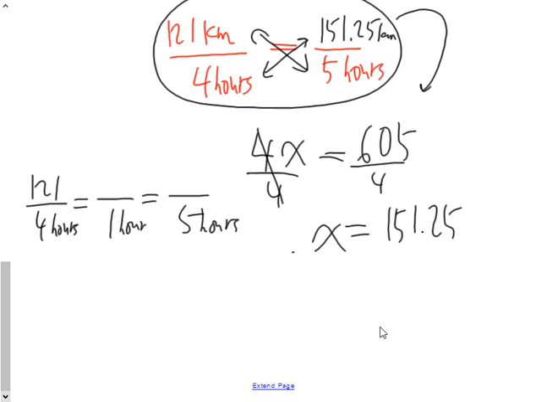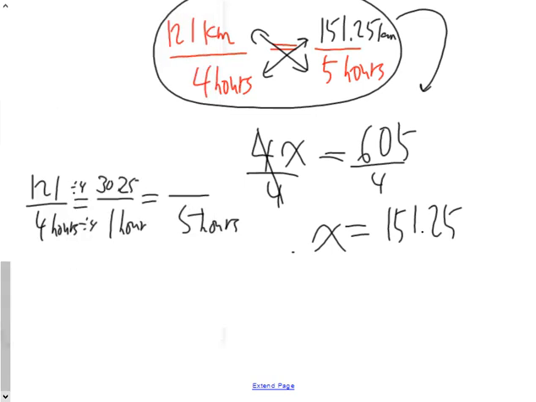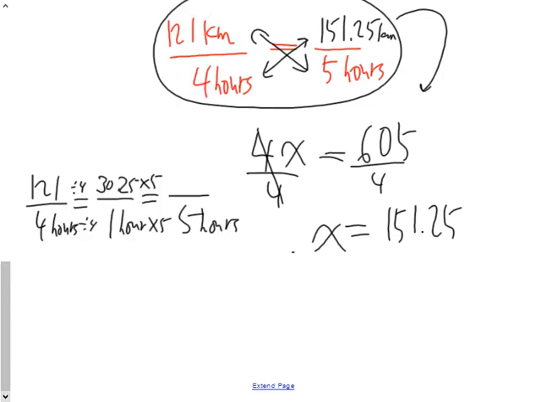All right, so I'm going to divide by 4 and divide by 4. And that's going to be 30.25 kilometers in 1 hour, because 121 divided by 4 is 30.25. Then I'm going to multiply that by 5 to keep it equal. 30.25 multiplied by 5 is 151.25. The same answer we got using a completely different method.